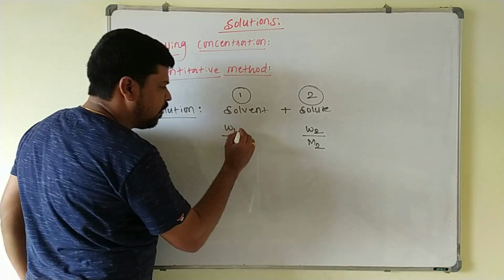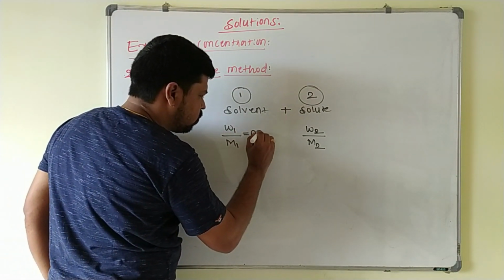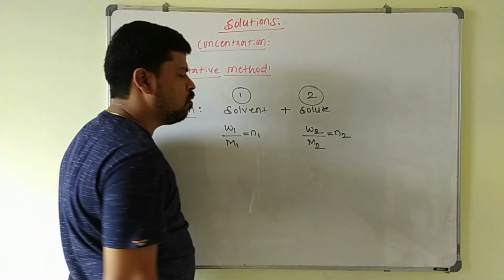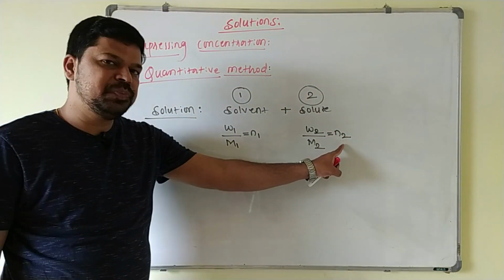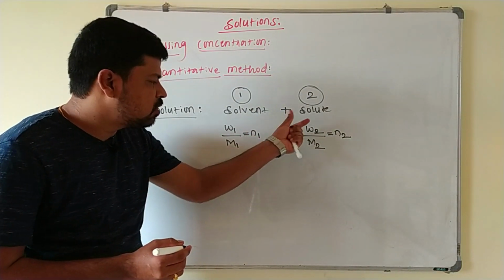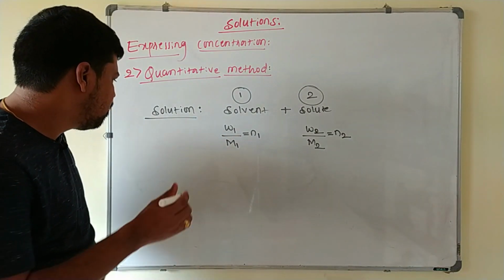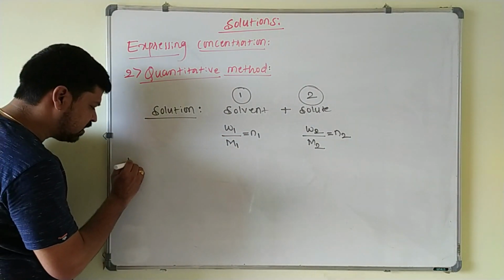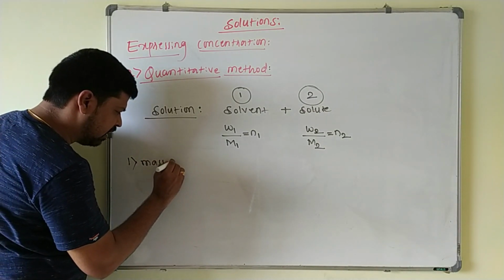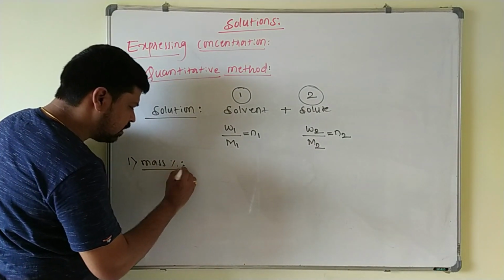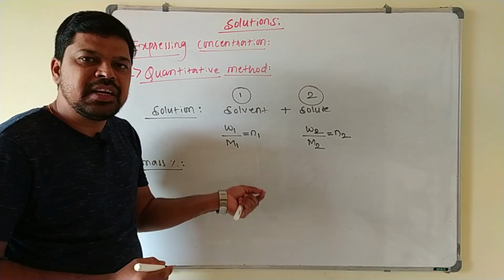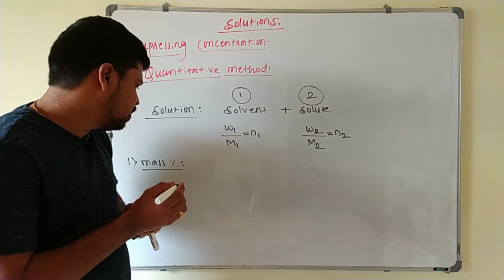Weight by molecular weight gives the number of moles of solvent, N1. Weight by molecular weight gives the number of moles of solute, N2. These are very important terms you have to remember. With these notations we will write the different formulas. First, expressing concentration in the quantitative method, I will write mass percentage. Mass percentage is the amount of solute present in 100 gram of the solution.